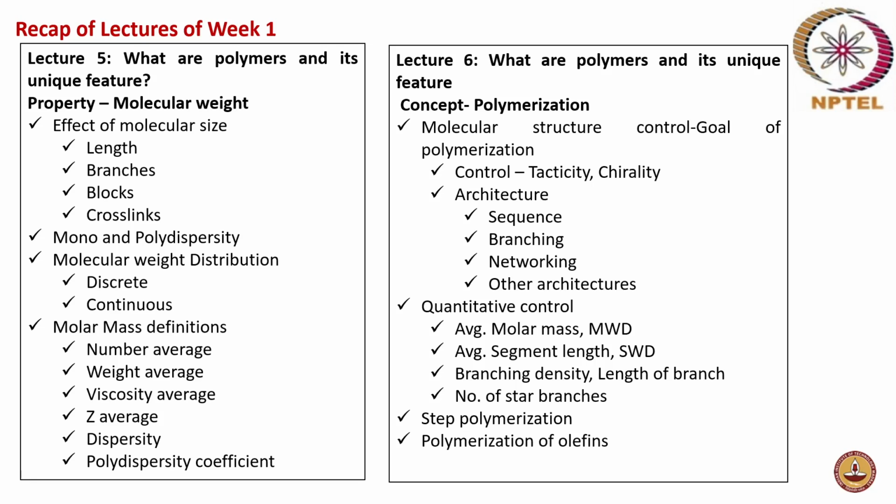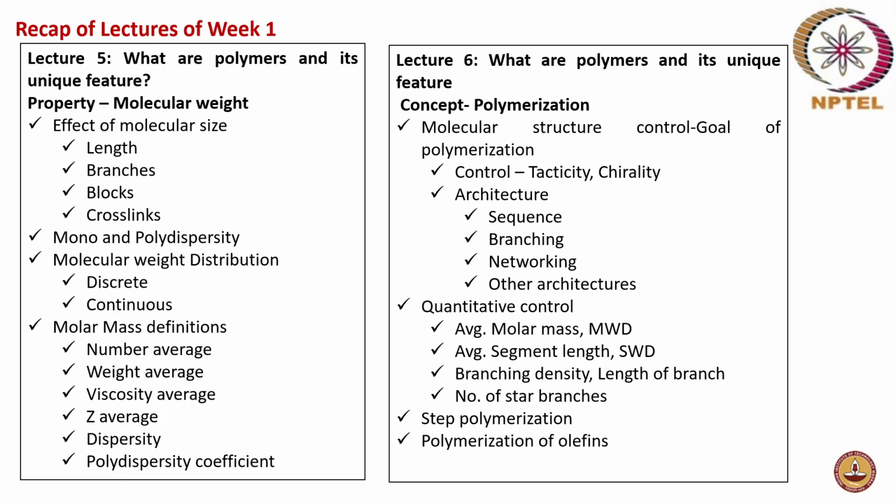Then lecture 6 was on polymerization. Here tacticity, chirality, and how the architecture is in the case of polymers, the sequence, protein sequencing for example, branching, networking, and other architecture. And then parameters like average molecular mass and molecular weight distribution. Since you have polymerization, you cannot have the same molecular weight for all polymer chains. There can be a distribution.